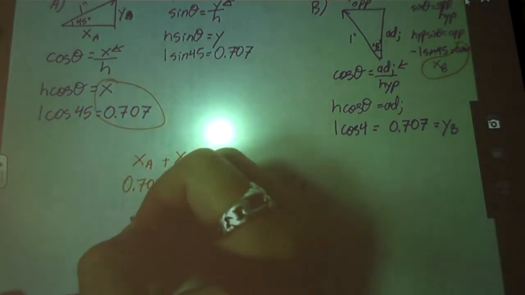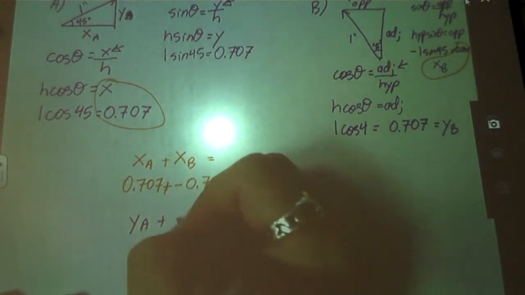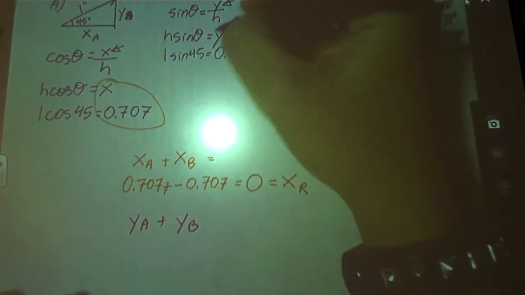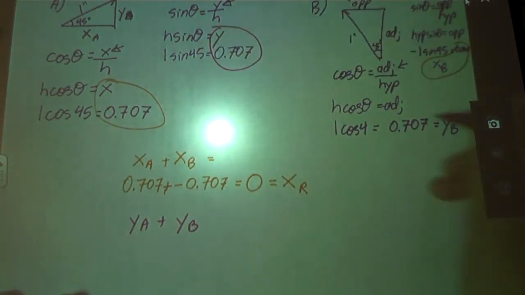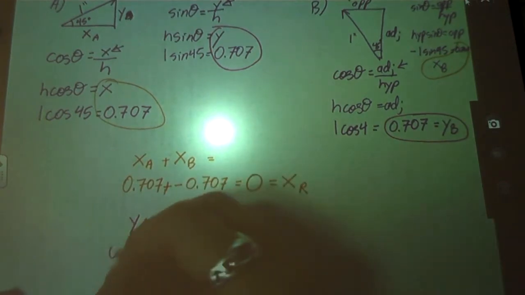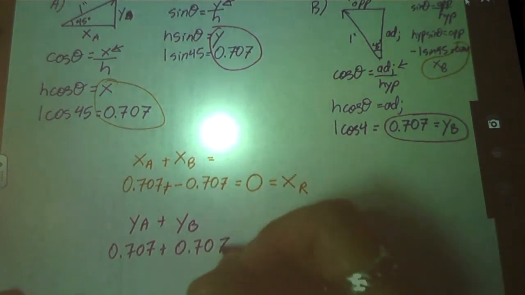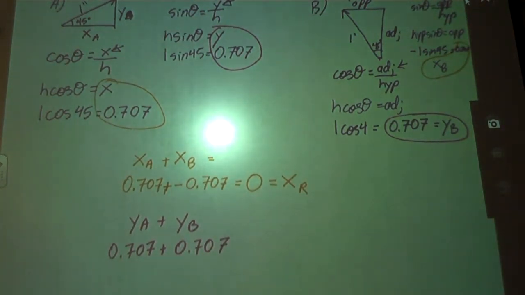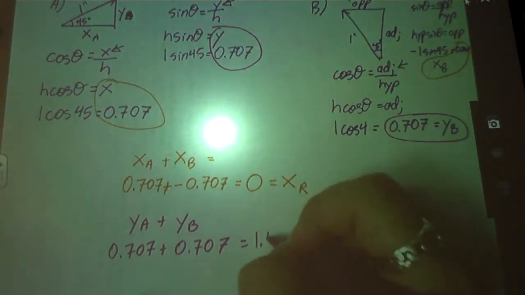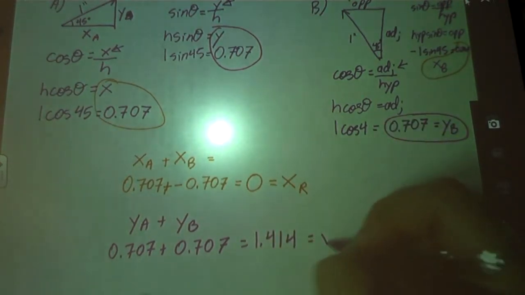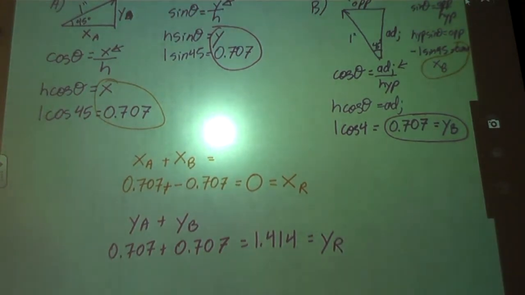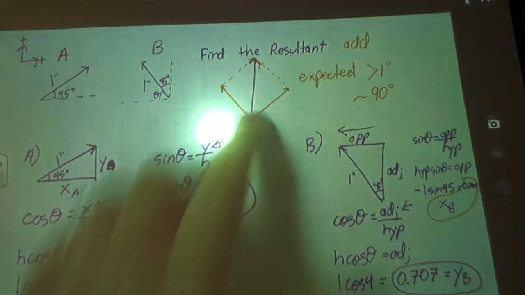Now let's do the y piece of A plus the y piece of B. It's this guy right here and this guy right here. That's what, 14, carry the 1. A positive number, a little bit longer than the 1 inches we started with. Again, it's about what we expected.